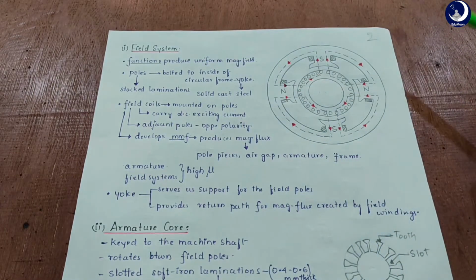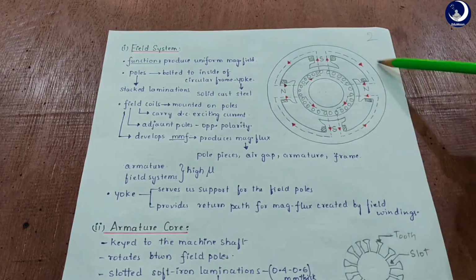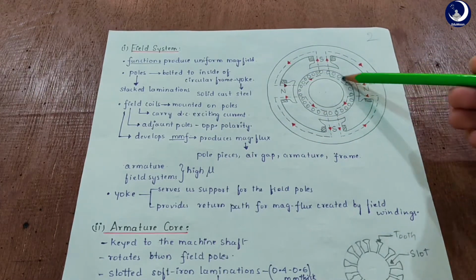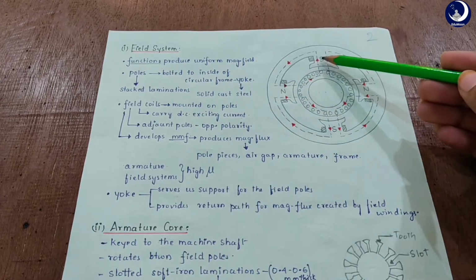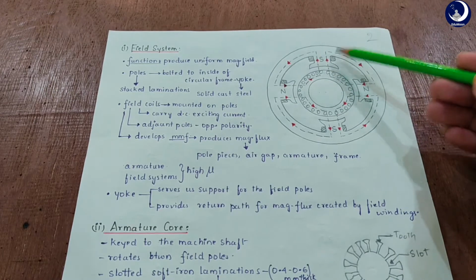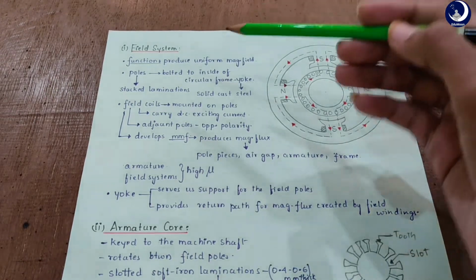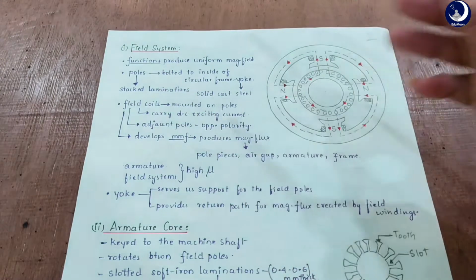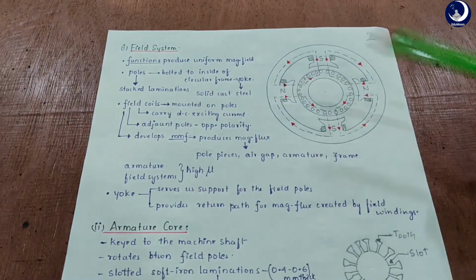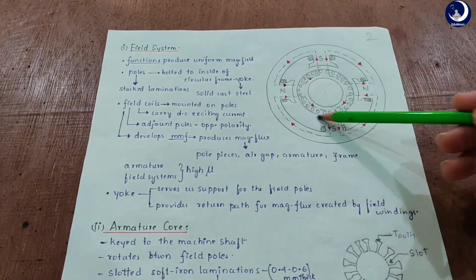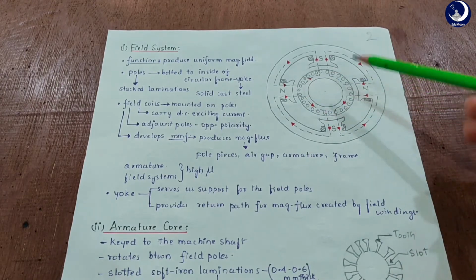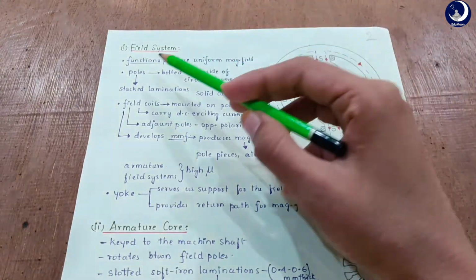As I've said earlier, this circular frame is the yoke. This is the armature system or armature core. These are the poles and this is the field winding, right? So the function of the field system is to produce a uniform magnetic field in which this armature rotates, right? So there are these poles.